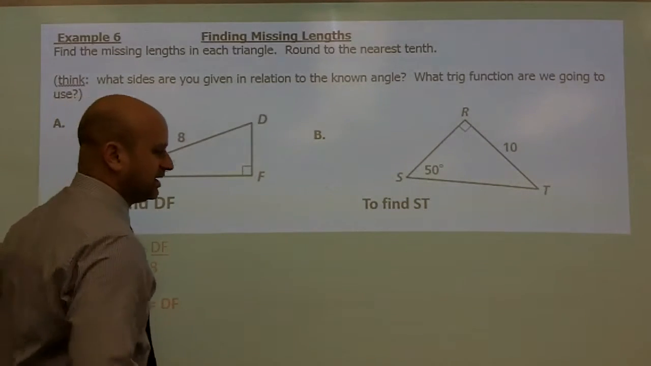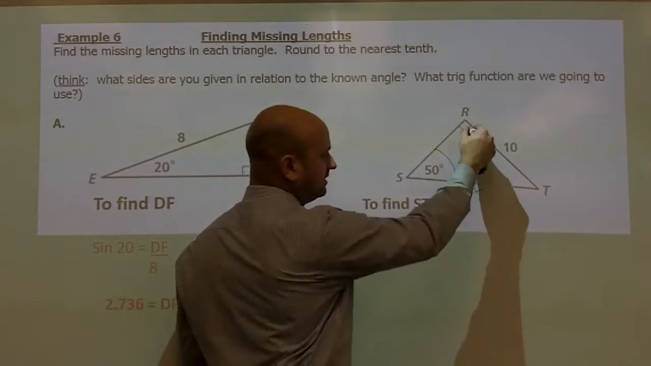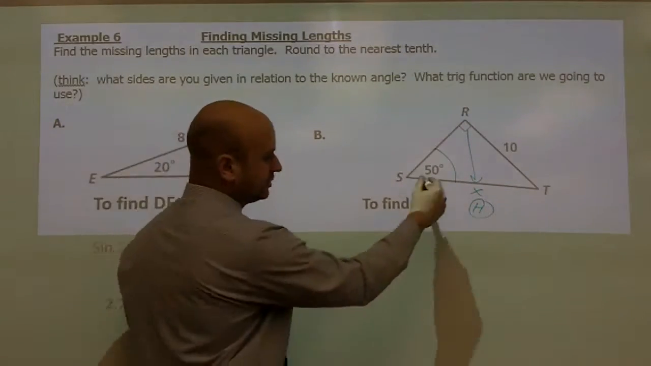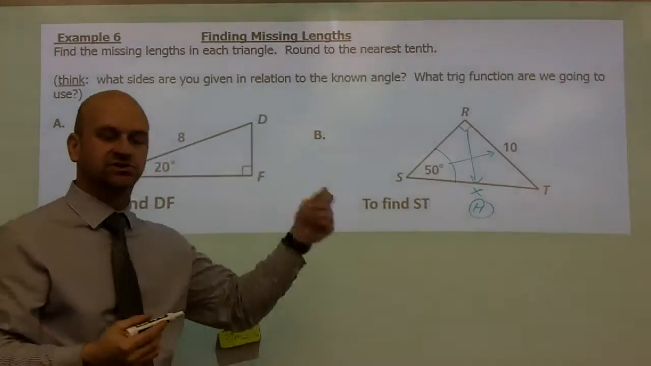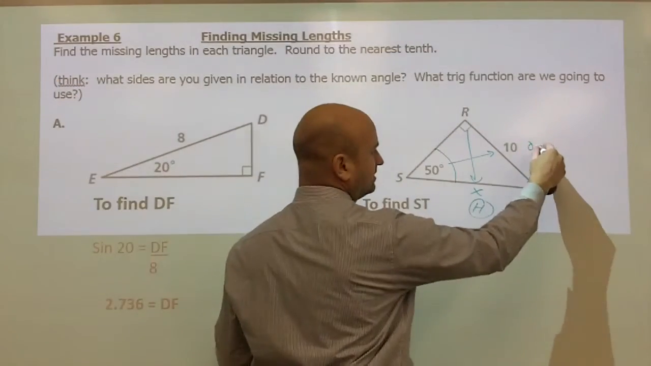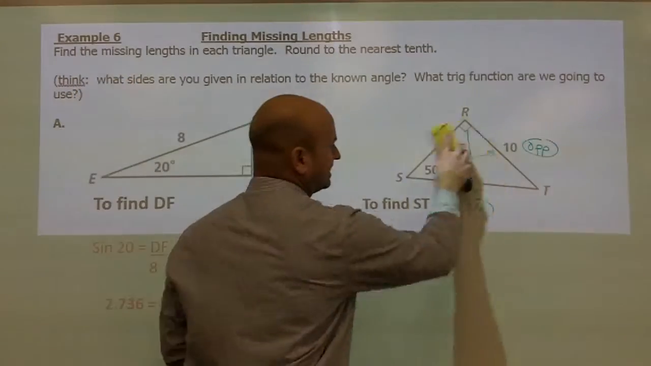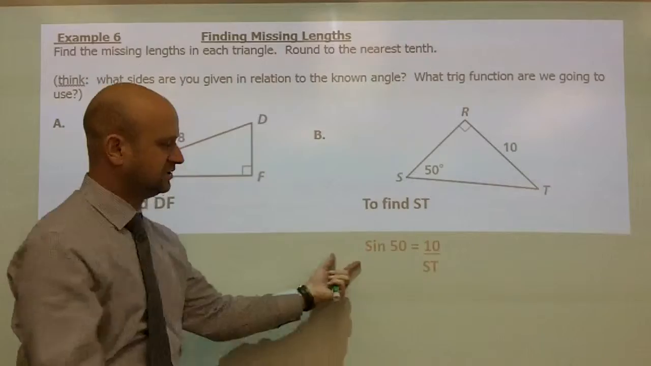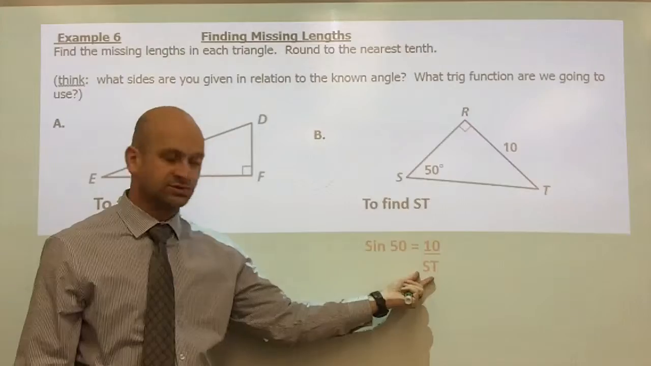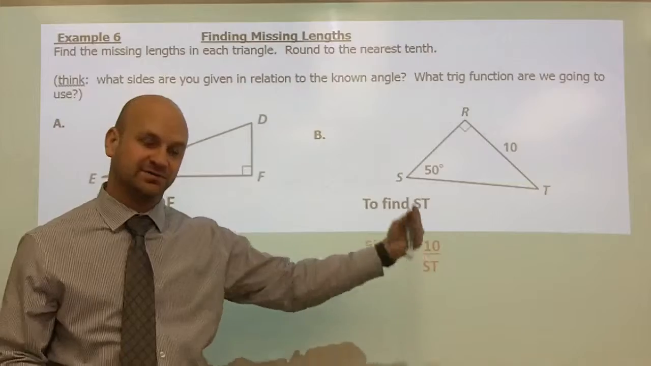Over on example B, I specified to find ST. Based on this angle, ST is going to be the hypotenuse. 10 in this case is going to be the opposite side because we can draw a line across from the angle that we're given. Because we have opposite and we have hypotenuse, we're going to use the sine function. So we take sine of the angle, and that's going to equal opposite divided by the hypotenuse. In this case, we do not know what the hypotenuse is. In this example, the variable term, the unknown, is in the bottom, the denominator.